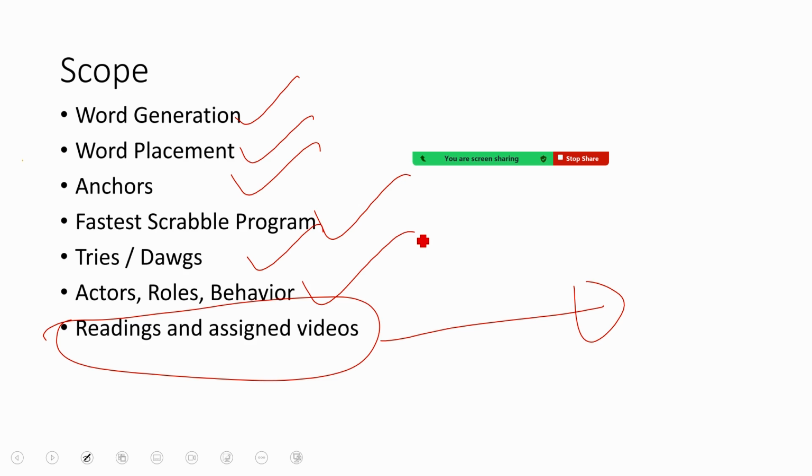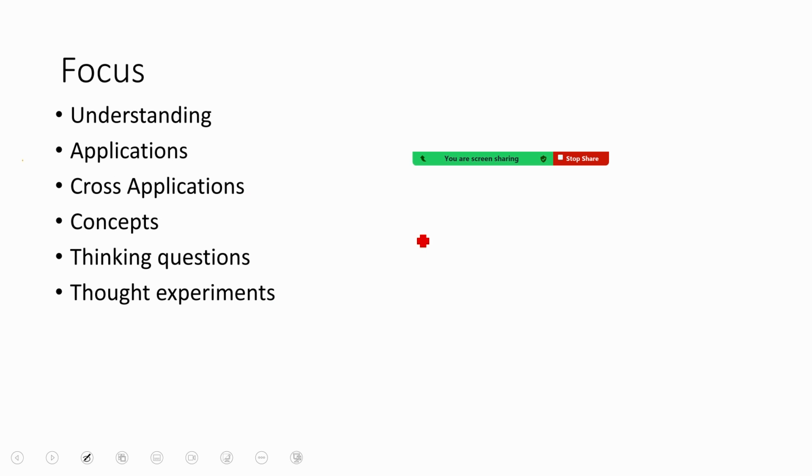How should you prepare for it? It's not enough for you to read it. You also have to understand it. And then you have to think about applications across all topics, cross applications, thinking questions, thought experiments. Once you've done this, I think you'd be in a much better position to take the assessment.